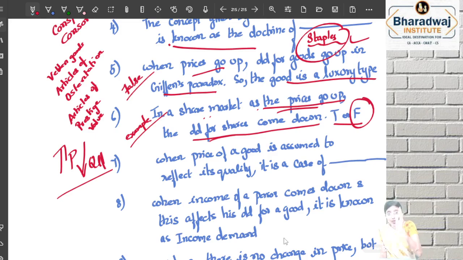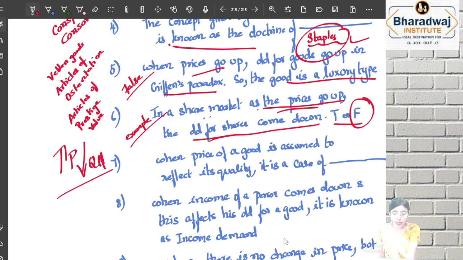So as the prices go up, demand also goes up in the fear of a further rise in price. Today I'll buy, tomorrow it will be too high. I will buy now. Whether it is a rise or fall, there is a direct relationship, because the speculative effect is an example of an exception to the law of demand. Are you clear? This much you have to know in this question. Okay, now go to the next one.